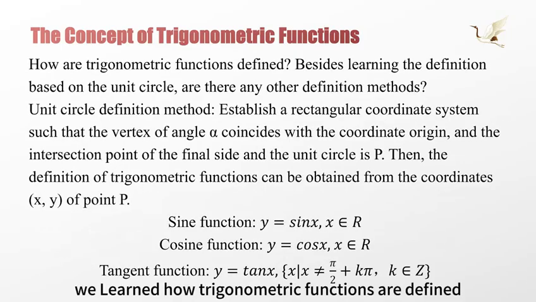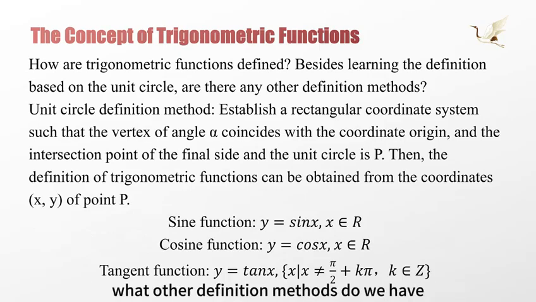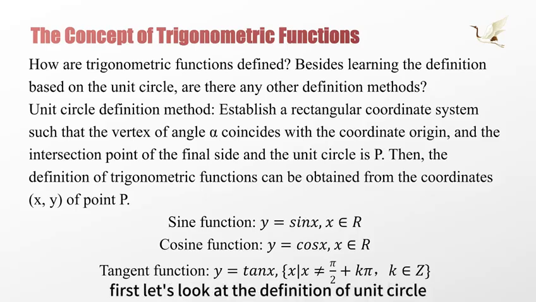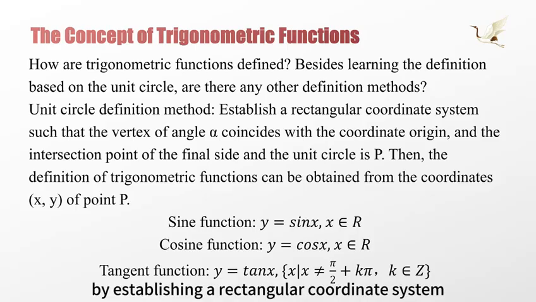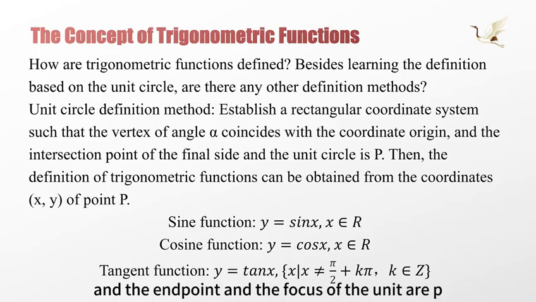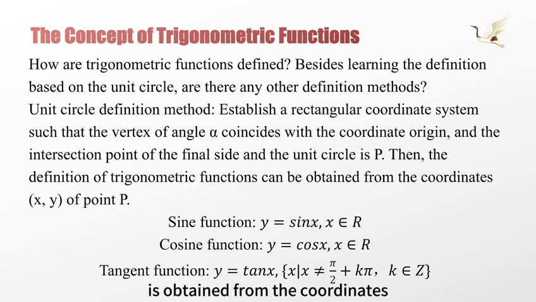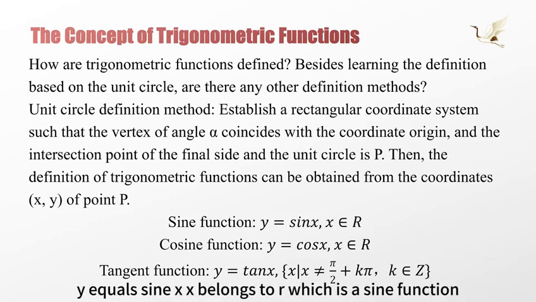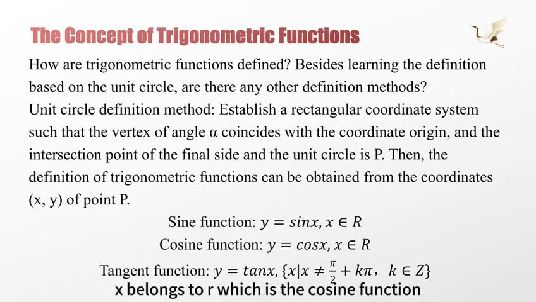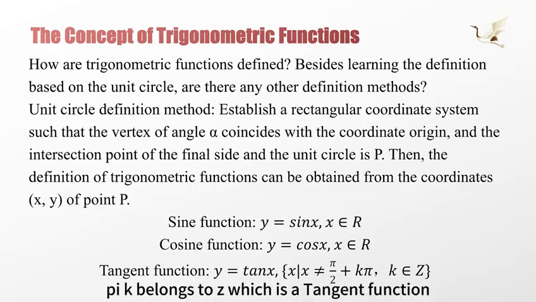In today's study, we learned how trigonometric functions are defined. In addition to the unit circle definition, what other definition methods do we have? First, let's look at the definition of the unit circle. By establishing a rectangular coordinate system, we make the vertex of the angle alpha coincide with the coordinate origin, and the terminal side intersects the unit circle at point P. The definition of the trigonometric function is obtained from the coordinates x and y of the point P. y equals sine x, x belongs to R, which is the sine function. y equals cosine x, x belongs to R, which is the cosine function. y equals tangent x, x is not equal to pi over 2 plus k pi, k belongs to Z, which is the tangent function.